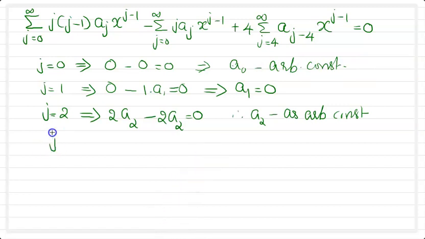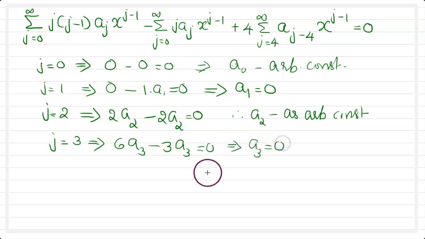Now j equal to 3 gives the coefficient 3 into 2 into a3 minus 3a3 equal to 0, which implies that 3a3 is equal to 0 or a3 is also equal to 0.